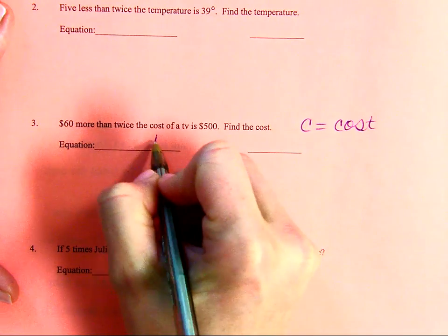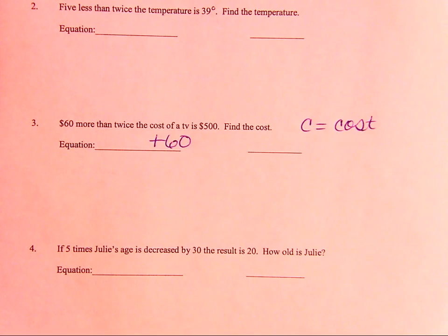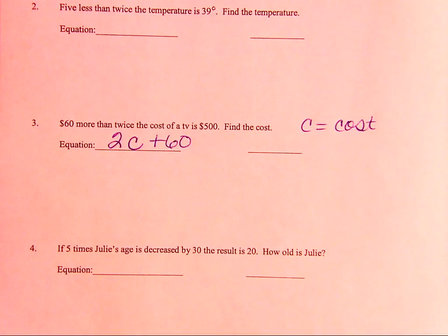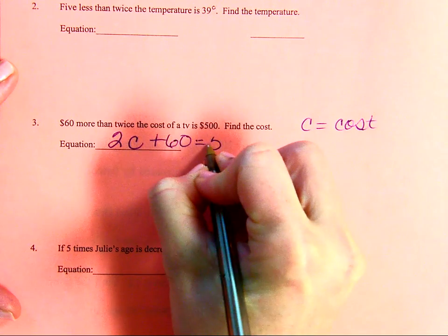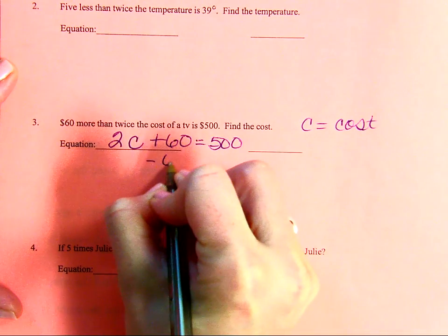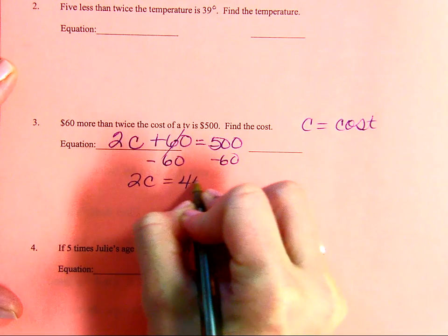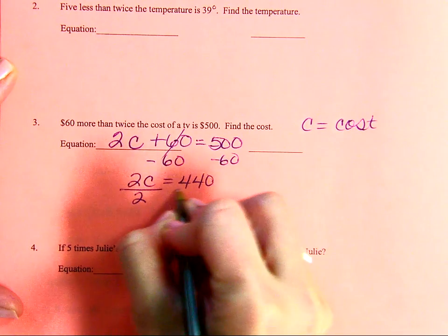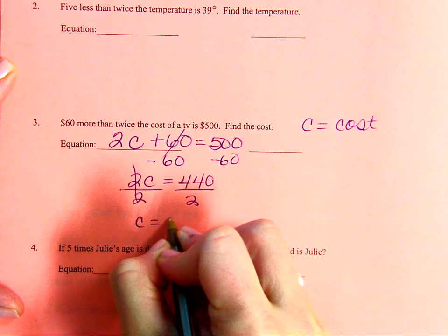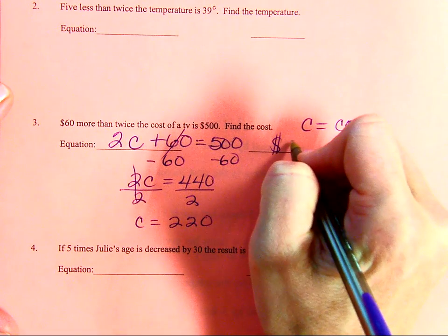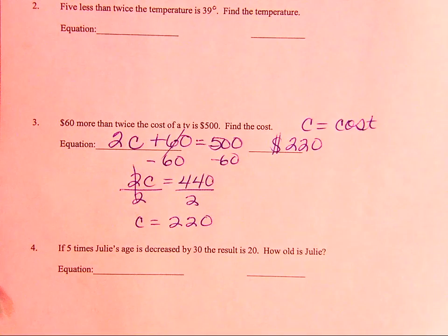So 60 more than, right guys? 60 more than means there was already something there. More than what? Twice the cost of the TV. If the cost is C, then twice the cost is 2C, and then I get $500. So when I subtract 60 from both sides, I get 2C equals 440. Divide both sides by 2, and my cost is $220. So then on the line, because it's a dollar amount that we're talking about, you're going to put $220.